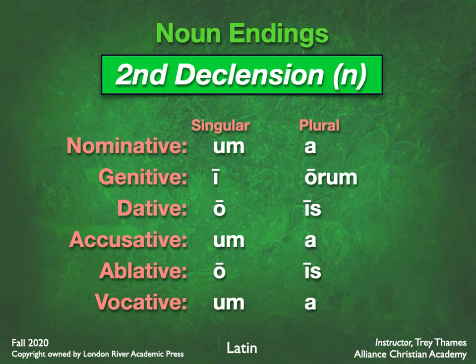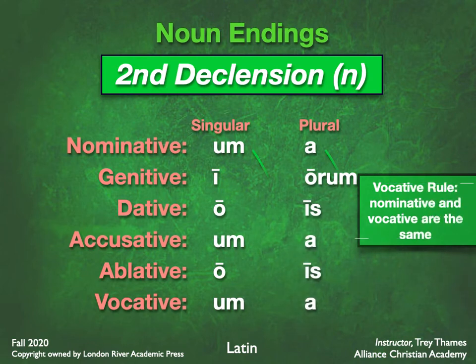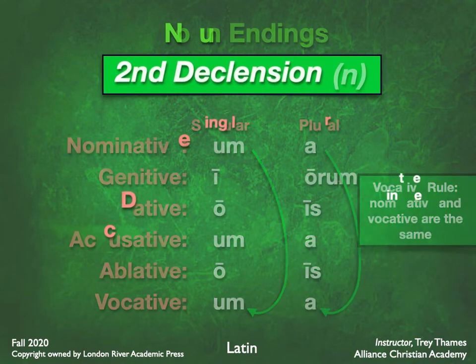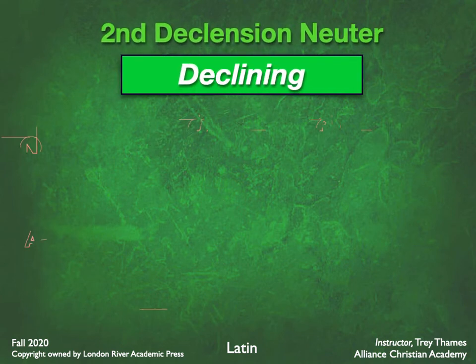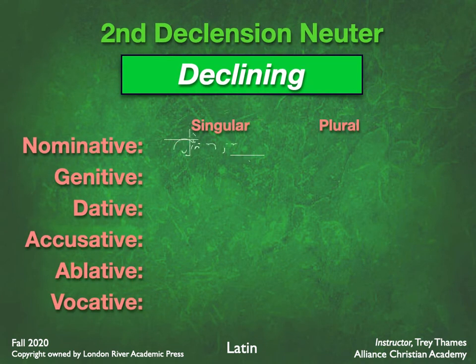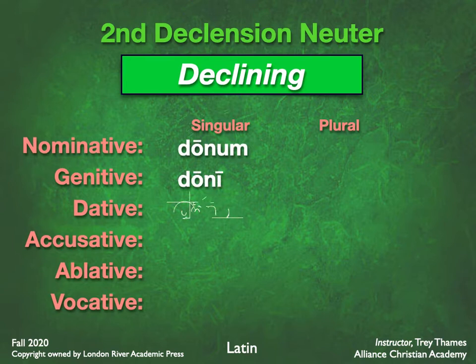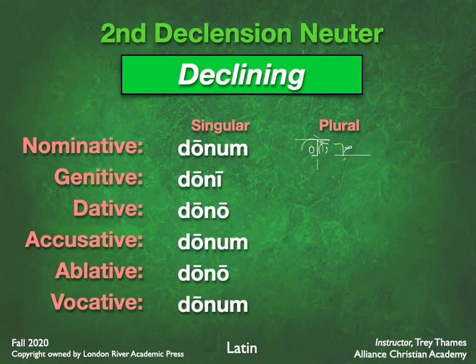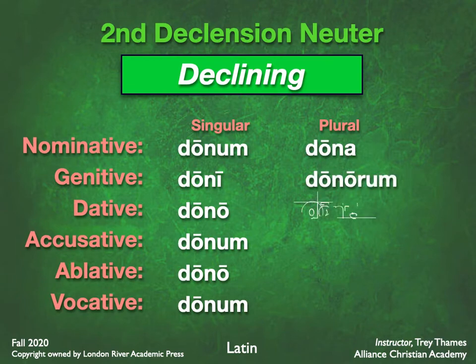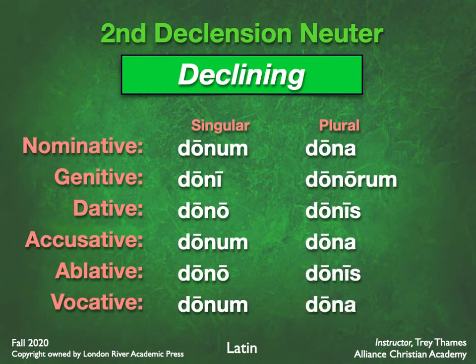All right, here of course is the vocative rule. Nominative and vocative are the same. So let's look at an example of a second declension neuter noun. Here's one. It's the word donum, which means gift. Donum, doni, dono, donum, dono, donum, dona, donorum, donis, dona, donis, dona. And that's how you decline second declension neuter.